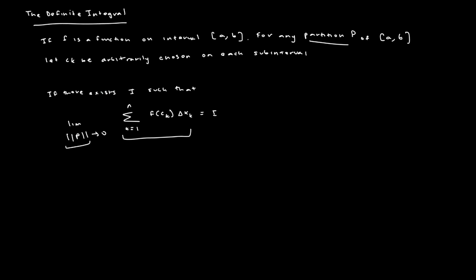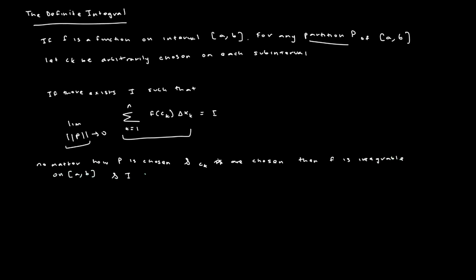And that means that if there exists some number I such that this number is equal to I, then no matter how P is chosen and c_k are chosen, since there are multiple c_k's, then f is integrable on a to b, and I is the definite integral of f over a to b.